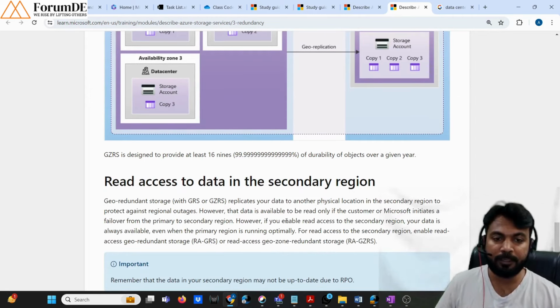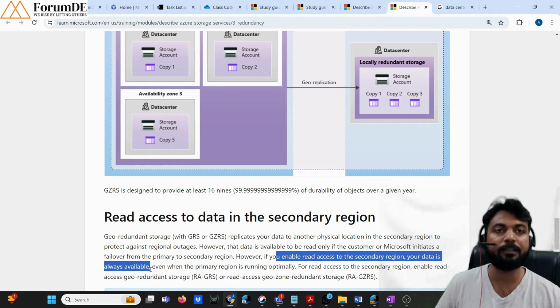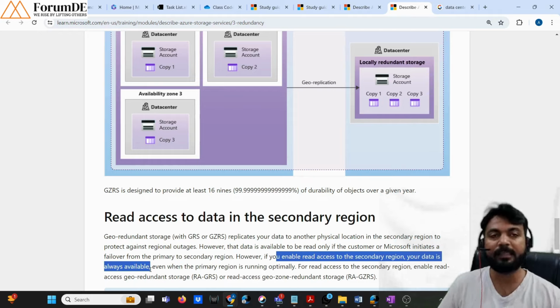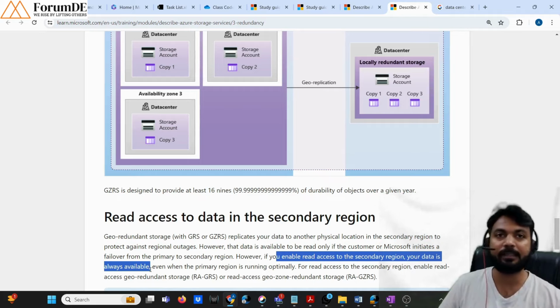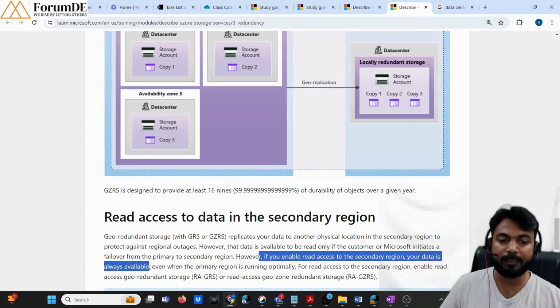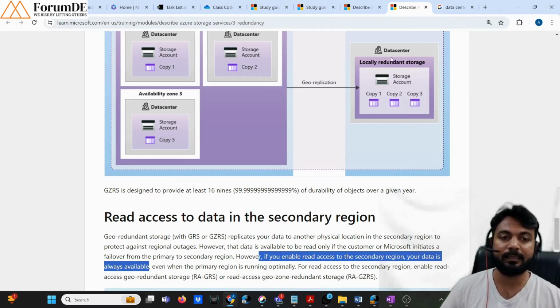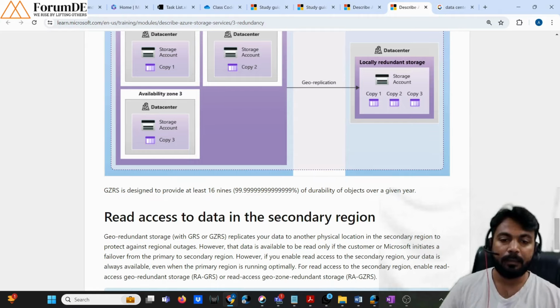So there is one option which we need to enable. If we enable read access to the secondary region, our data is always available. But if we don't enable this read access to the secondary region, then we won't be able to read the data from the secondary region all the time. It will be accessible only in the primary.